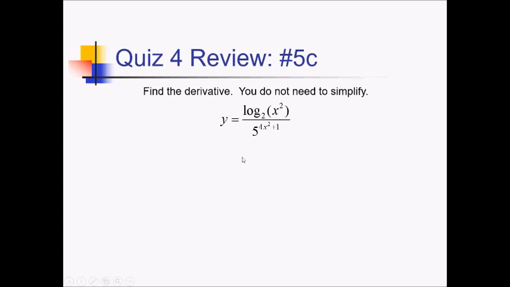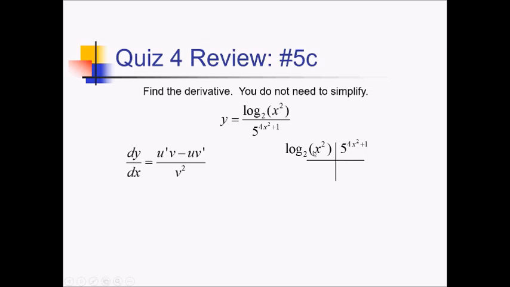On this problem, we're going to need the quotient rule and a whole bunch of other rules. So that's u prime v minus u v prime over v squared. Setting that up in the box and ribbon, I've got my numerator, log base 2 of x squared. Denominator, 5 to the 4x squared plus 1.